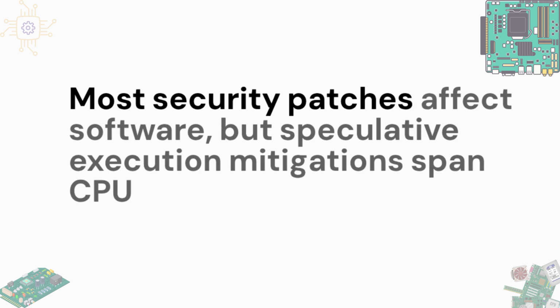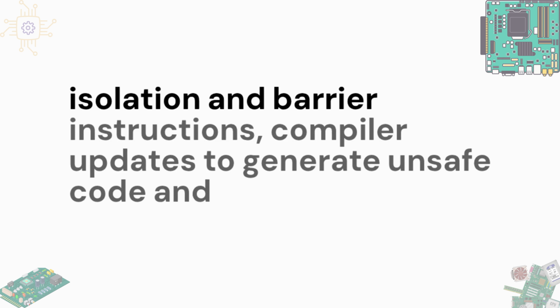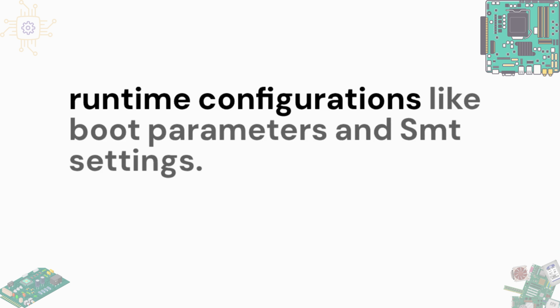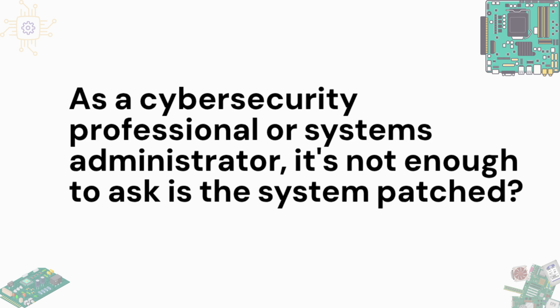Most security patches affect software, but speculative execution mitigations span CPU microcode updates delivered via BIOS or OS packages, kernel updates for page table isolation and barrier instructions, compiler updates to generate Retpoline-safe code, and runtime configurations like boot parameters and SMT settings. As a cybersecurity professional or systems administrator, it's not enough to ask, is the system patched?